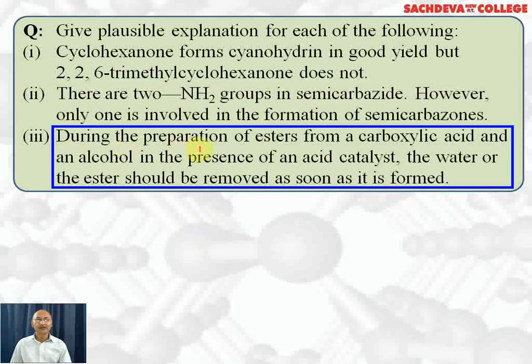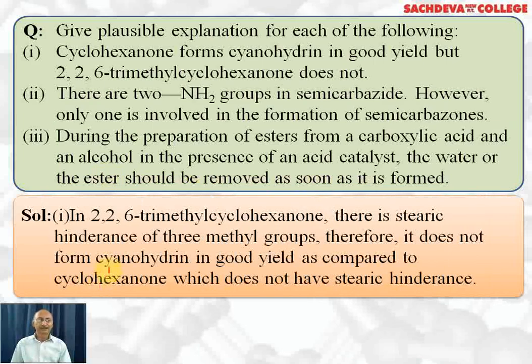The third question: during the preparation of esters from carboxylic acid and alcohol, in the presence of acid as a catalyst, the water or the ester should be removed as soon as it is formed, because the ester will get hydrolyzed with the help of water to give carboxylic acid and alcohol back. So that is the reason the ester should be removed as soon as it is formed. These are the written explanations.